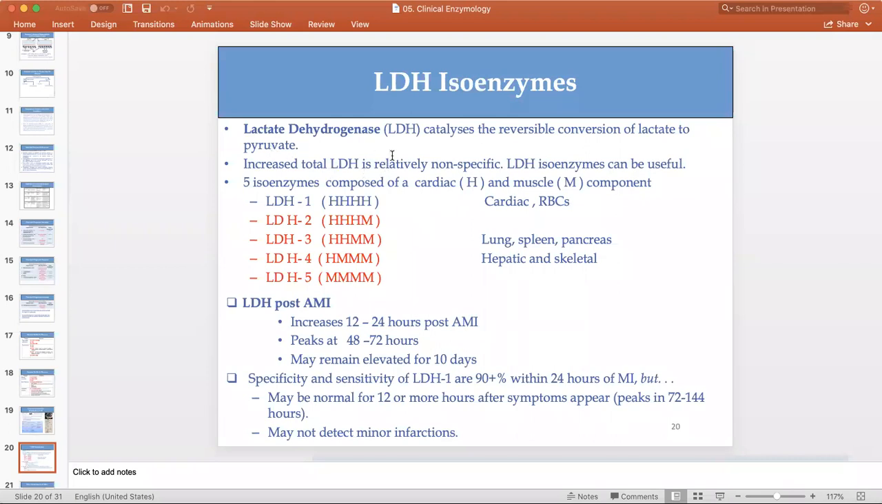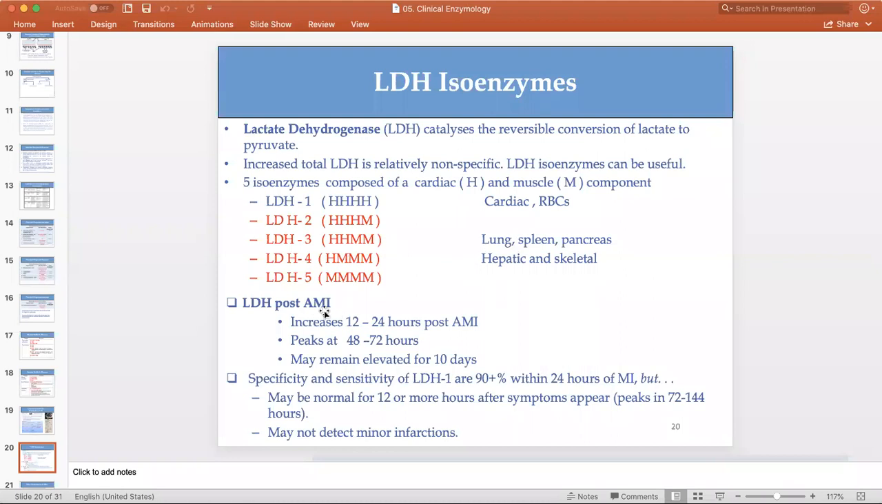Increased total LDH is relatively non-specific. Why? Because obviously you have different isozymes. LDH isozymes can be useful. So there are 5 isozymes composed of cardiac and muscle components. We have all H in your cardiac and RBCs. We have then a combination of H and M depending on the different tissues.